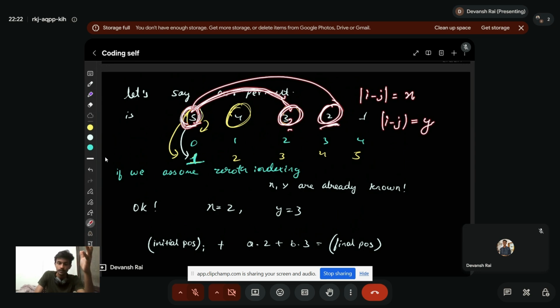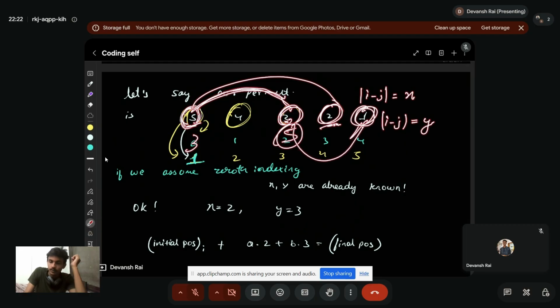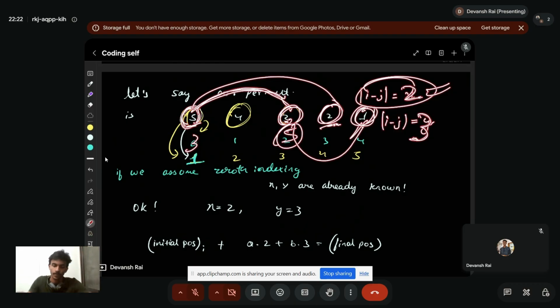Okay. Once you do that, let's say you swap with 3. So 5 comes here and 3 comes here. Now you can only swap with 1, right? Because of this condition, if x is 2 and y is 3. You get my point? So that's how we are doing it.